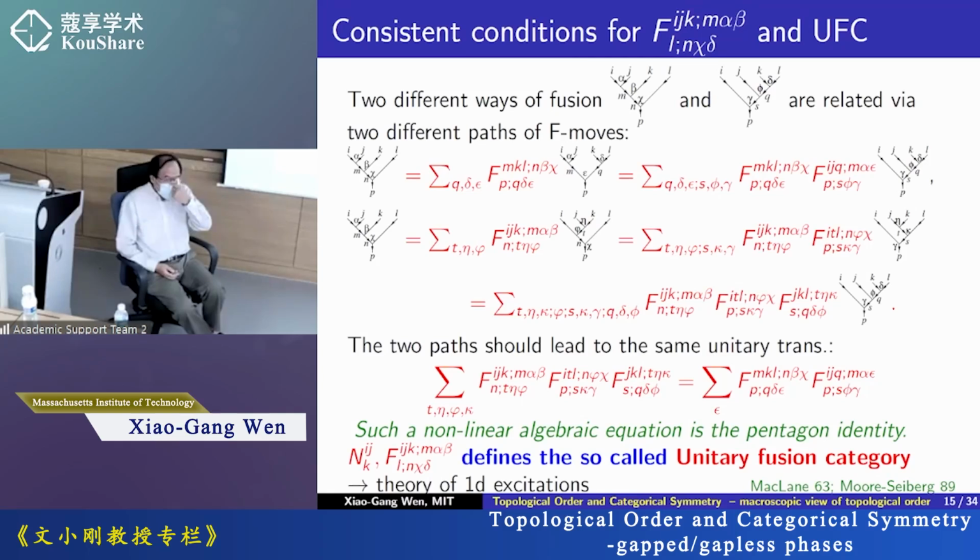So there's a big industry. What I know is that people try to find fusion categories without solving this equation, like using group theory, or some quantum double, or quantum group, and all kinds of representation. Representation of Hopf algebra.